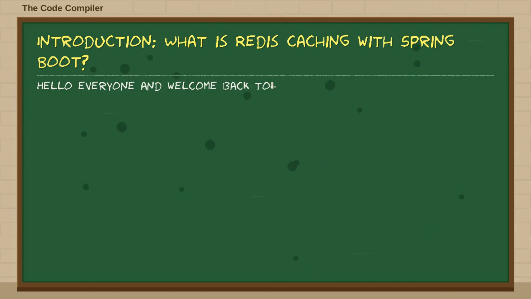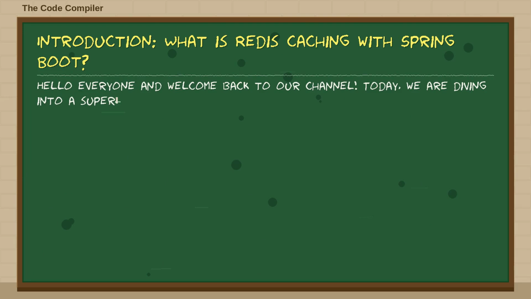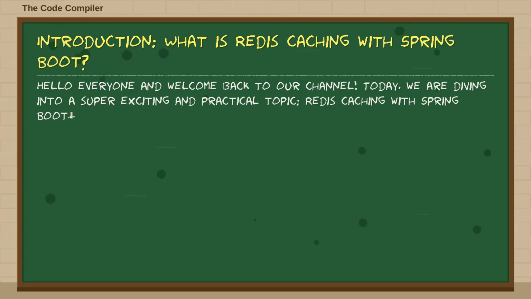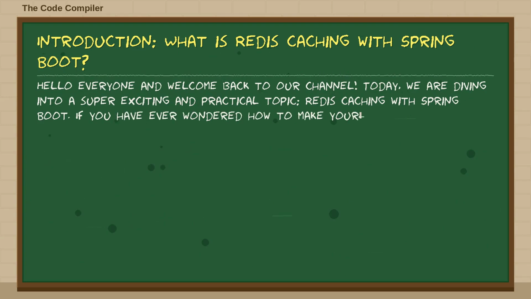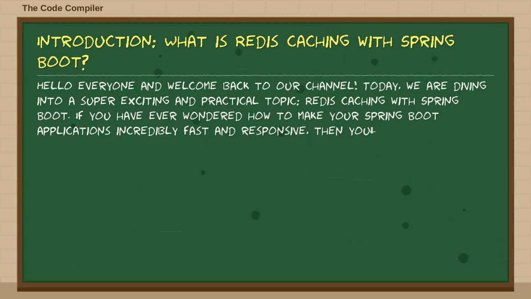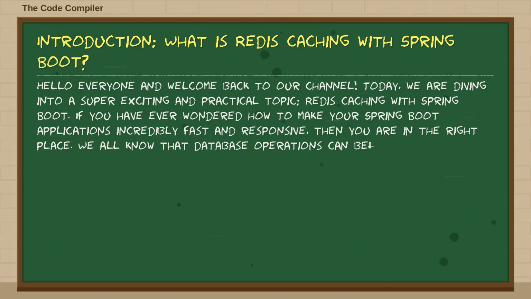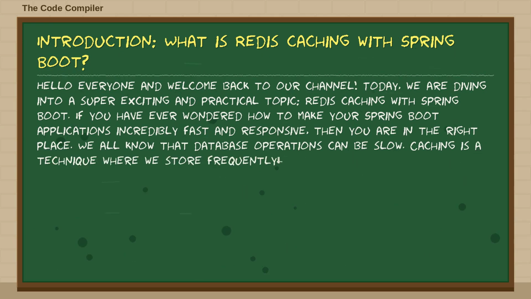Today, we are diving into a super exciting and practical topic, Redis caching with Spring Boot. If you have ever wondered how to make your Spring Boot applications incredibly fast and responsive, then you are in the right place. We all know that database operations can be slow. Caching is a technique where we store frequently accessed data in a fast, temporary storage layer.